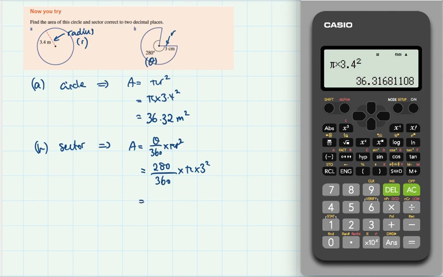Next step is to calculate. So let's get the calculator out and go, using the fraction button, 280 over 360 times by pi times by 9, which is 3 squared. Out pops our answer of 21.99 centimeters squared, which is it.